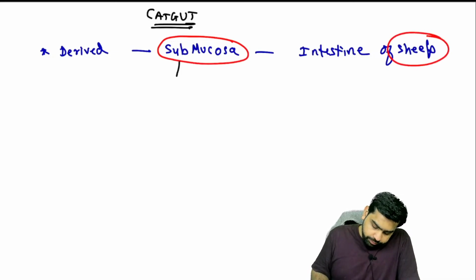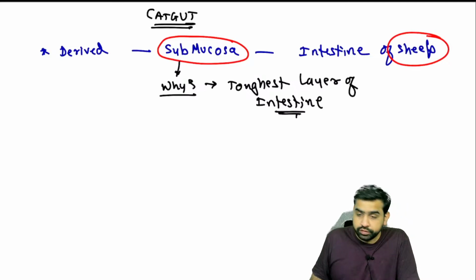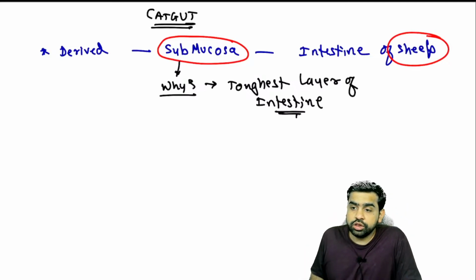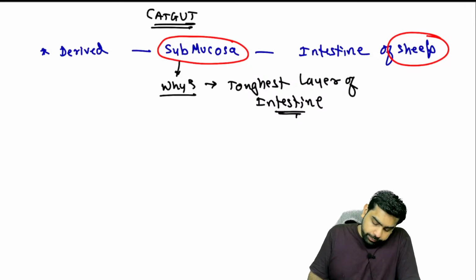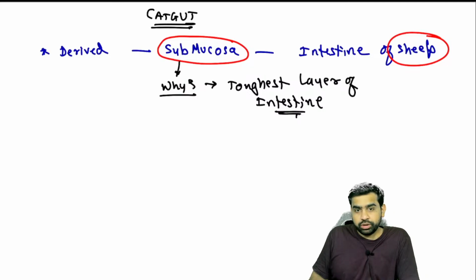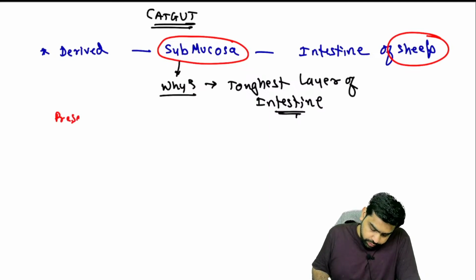Why submucosa? Because this is the toughest layer of the intestine, so it is derived from the submucosa of the intestine of the sheep. I hope you have understood this point. Now, because it is derived from the intestine of the sheep, obviously it is a degradable kind of substance, right? So you have to keep it in a preservative.